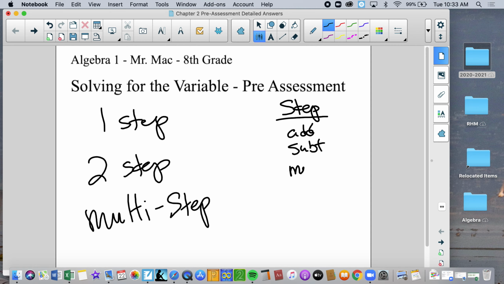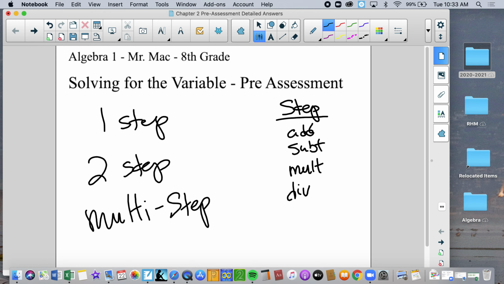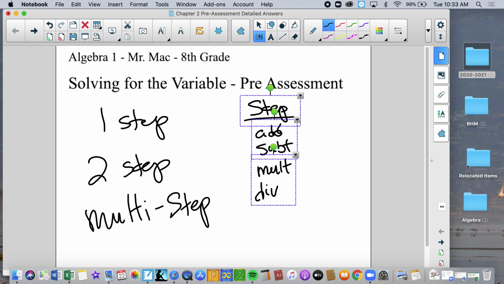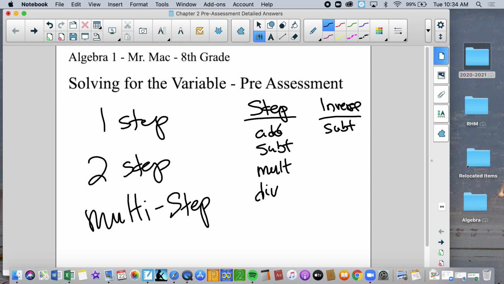subtraction, multiplication, and division. And when I say steps, we're going to utilize the inverse of those steps. The inverse of addition is subtraction. The inverse of subtraction is addition. The inverse of multiplication is division or multiplying by the reciprocal. And the inverse of division is multiplication. So those are the only operations that we're going to be dealing with.